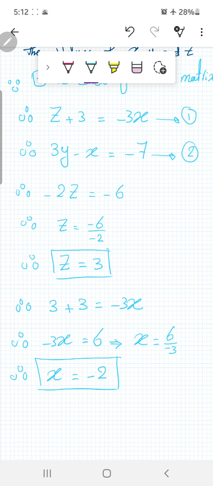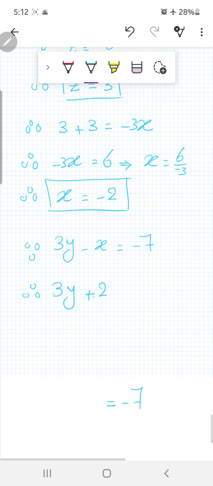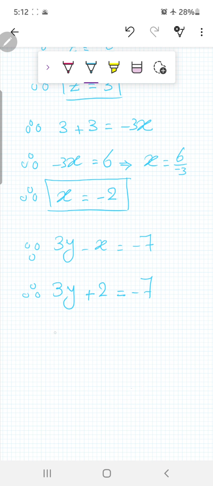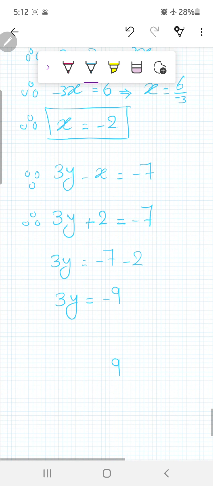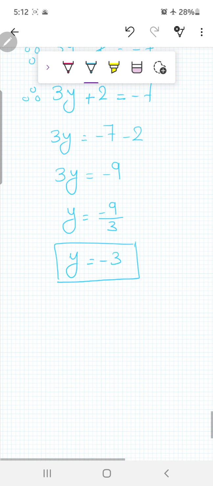Substitution in equation number 2 to get the value of y. We have 3y minus x equals negative 7. So 3y minus negative 2, it will be positive 2, equals negative 7. Move positive 2 to the other side as negative. So 3y equals negative 7 minus 2, which is negative 9. 3y equals negative 9, divided by 3. So y equals negative 3. Okay? Thank you.